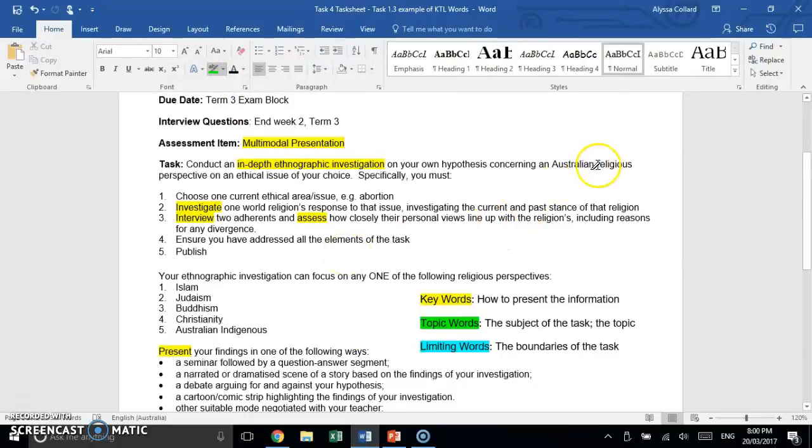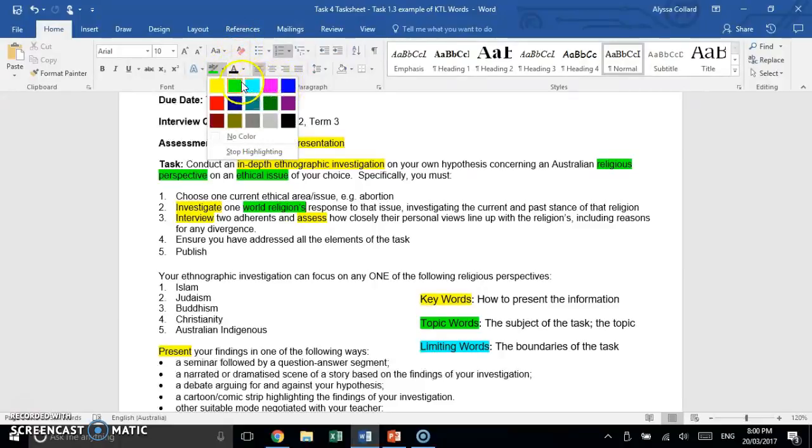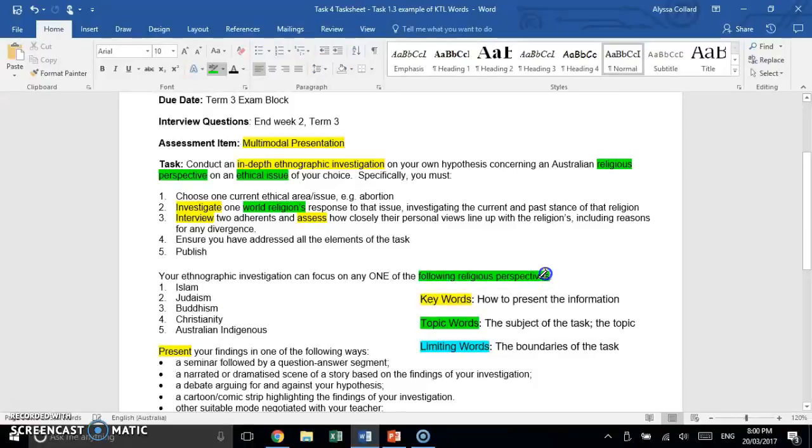So here we can see that this would be religious perspective, ethical issue, and world's religions. Oh, and you can choose from any one of these religions here. So those are the topics that you could possibly investigate. Now let's move on to limiting words, the boundaries of the task.